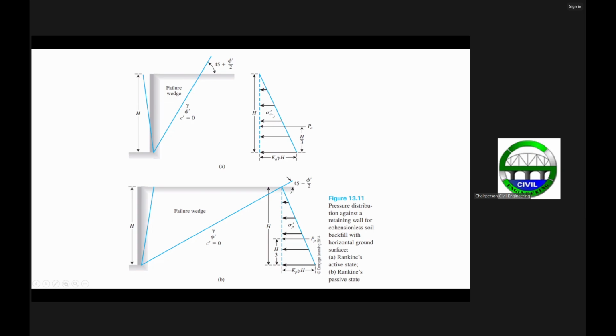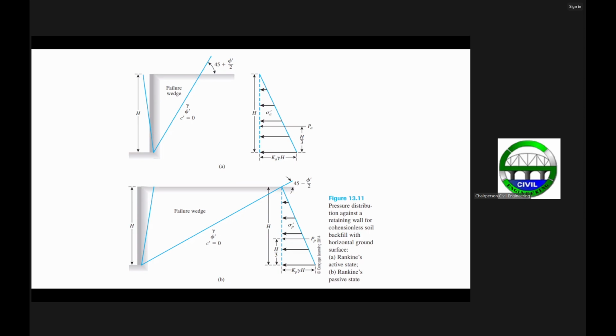Here the maximum pressure in this earth pressure diagram is equal to K sub A times the effective overburden pressure, sigma sub O prime, equal to gamma H, where this is your H. So that's the earth pressure at this depth H. This is now your maximum active earth pressure.